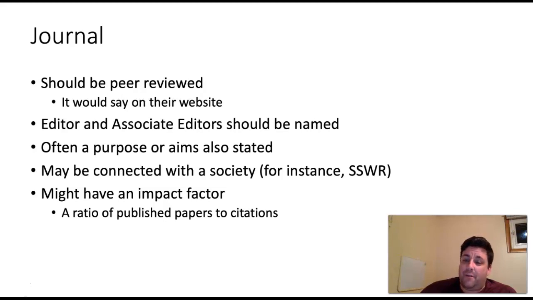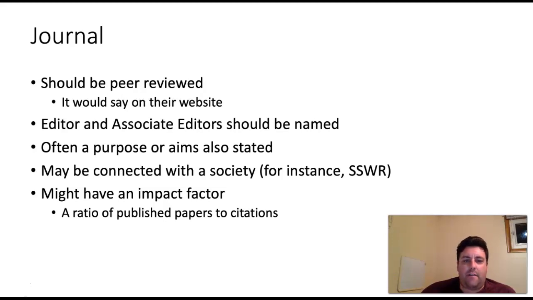Now, the journal might also have an impact factor, and you don't have to be alarmed if it doesn't. Not every journal has one. There's some controversy over the utility of impact factors. If a journal does have one, that's great. That's usually a good sign. If it doesn't have one, that's okay too. Like I said, it just means it doesn't have one.